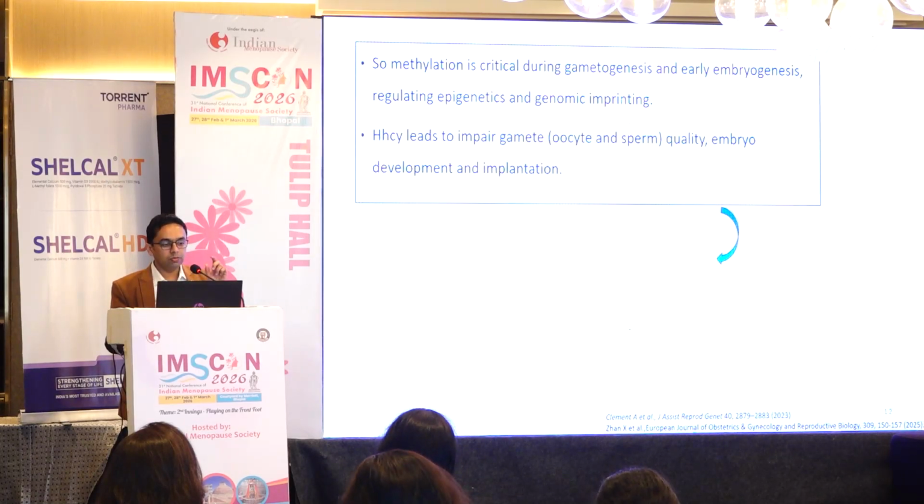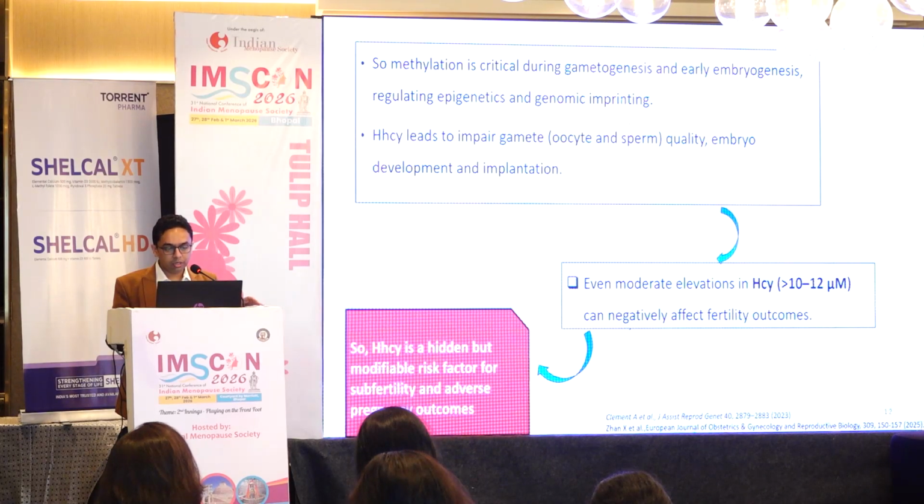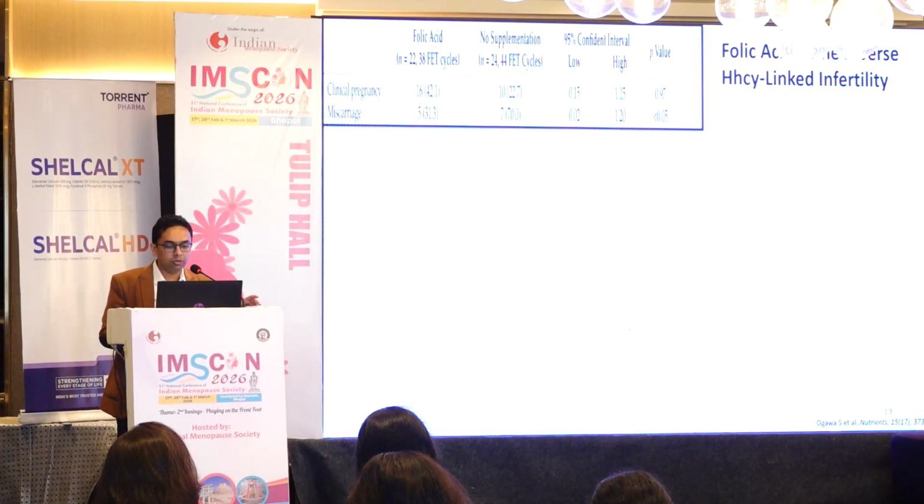And not just that, if you see here, this methylation, the DNA methylation part, is very important for gametogenesis. Now when you talk about gametogenesis, it's not just the ovary, it is the sperm also, right? So both the sperm and the oocyte quality get dropped in this hyperhomocysteinemia. Okay. And even a moderate level increase can lead to infertility, can affect the fertility of the patient.